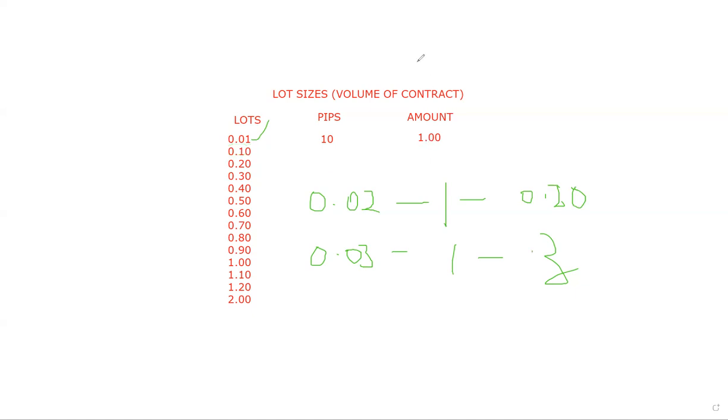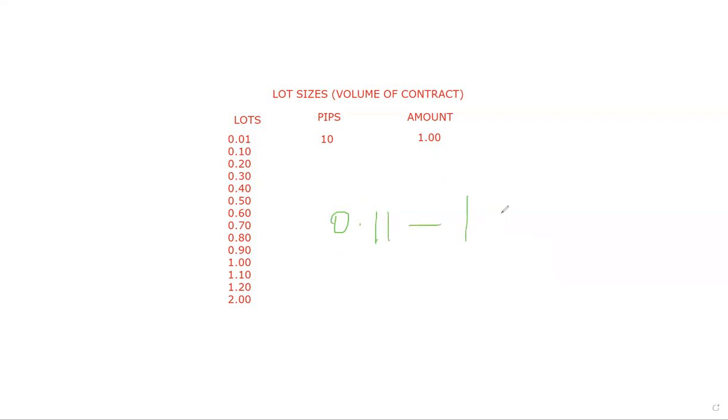Now, after 0.10, the next lot size you can get is 0.11. After 0.10, we go to 0.11, then 0.12, 0.13, 0.14, 0.15, 0.16, 0.17, 0.18, 0.19, and then 0.20. Do you get it? So supposing you are using 0.11 as a lot size, 1 pip will be equal to what? If 0.10, 1 pip is $1, and 0.01, 1 pip is 10 cents, then 0.11 is going to be $1.10.